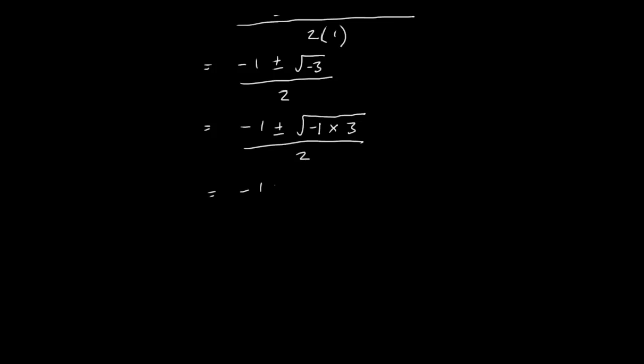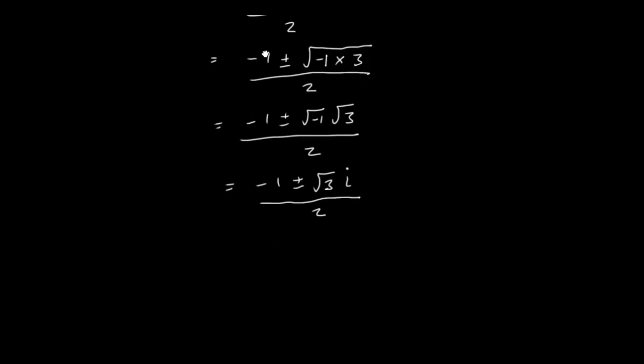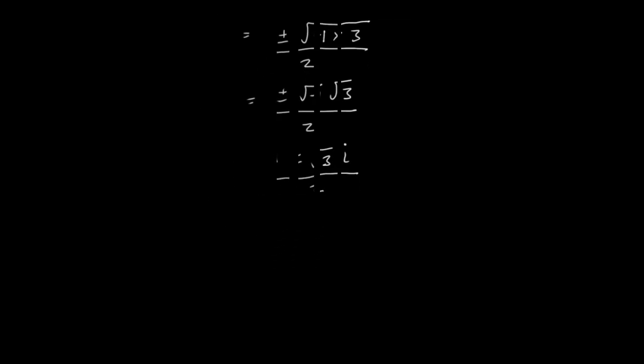So we have minus 1 plus or minus the square root of minus 1 times the square root of 3, divided by 2. That's just going to become minus 1 plus or minus, now the square root of minus 1 is i, and we have our square root 3 here. So I'll put the i over on this side, divided by 2. So these are our two roots here. Our two roots are actually complex roots.